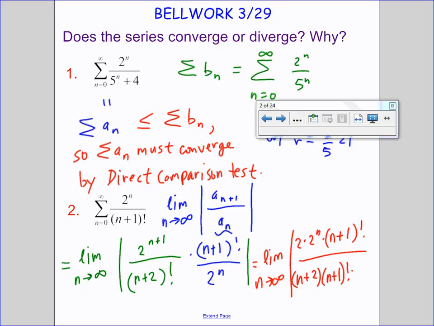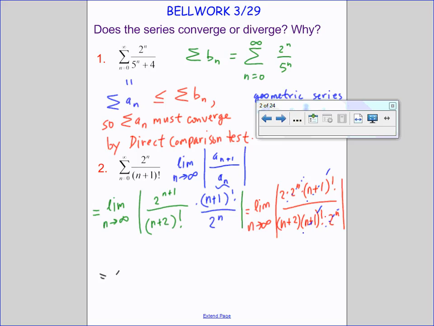And then I still have what on the bottom? I still have that 2 to the n. All right. Marker color change. Here go the 2 to the n's. Hasta la vista, baby. Here go the n plus 1 factorials. And we're left with a new fraction. So here we go.